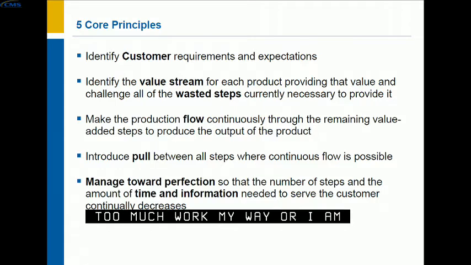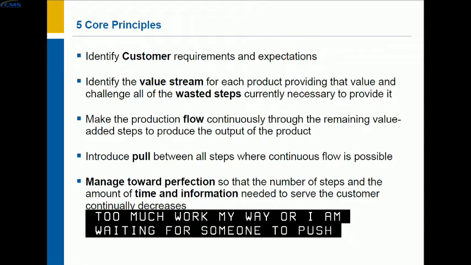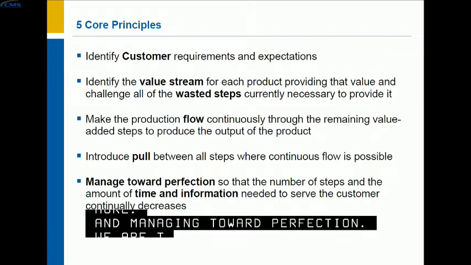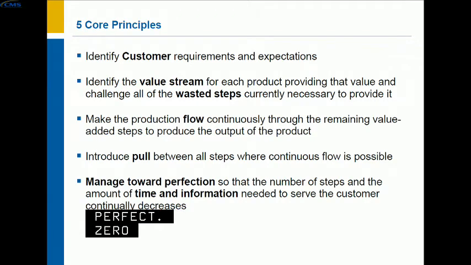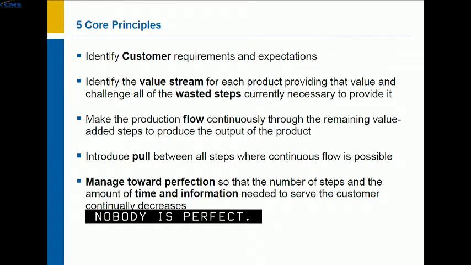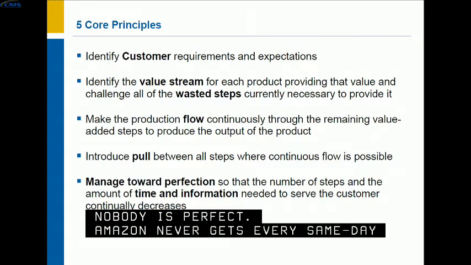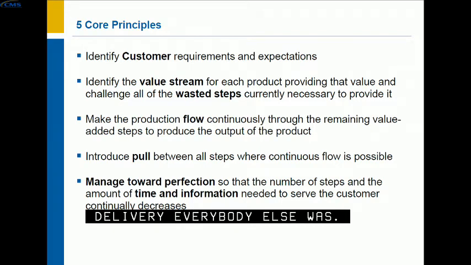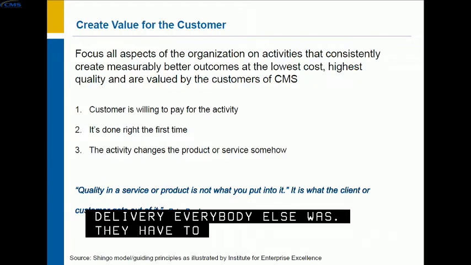And then again, we're managing for perfection. We're trying to get this to be perfect. We're trying to get zero defects, zero waiting time. Nobody ever gets to perfect. But Amazon would never get to same-day delivery if they were comfortable with the 3 to 5 day delivery that everybody else was. They have to aim at just-in-time, zero minutes from order to delivery, to even possibly get to same-day delivery.